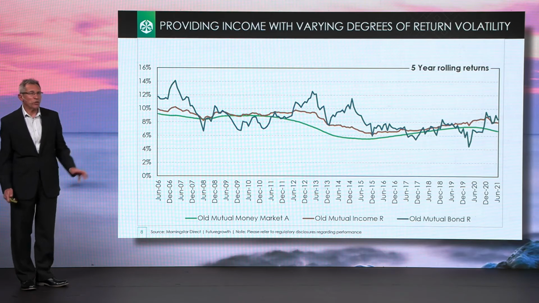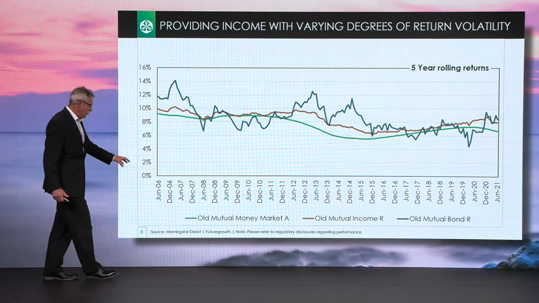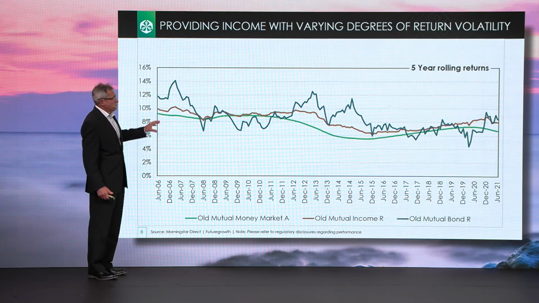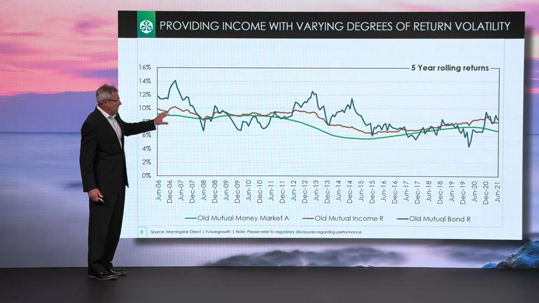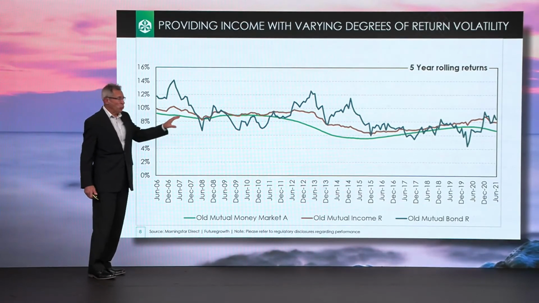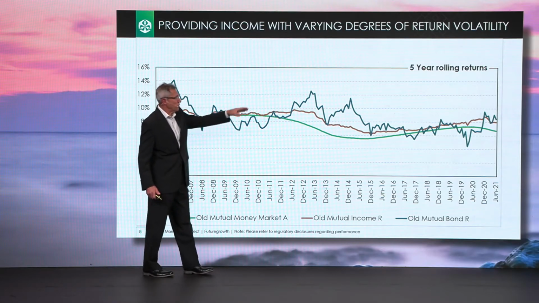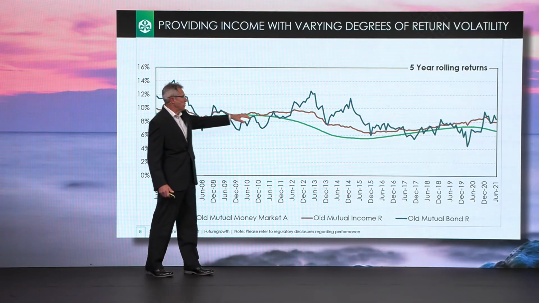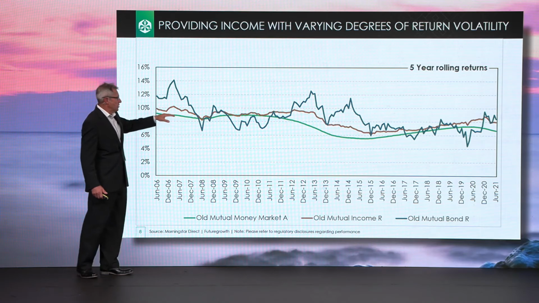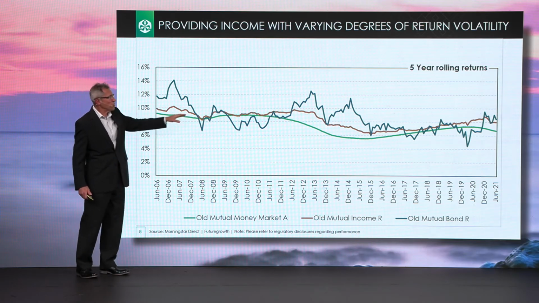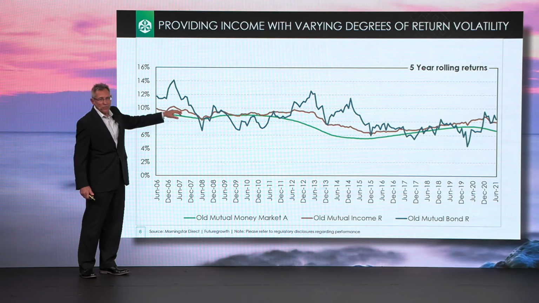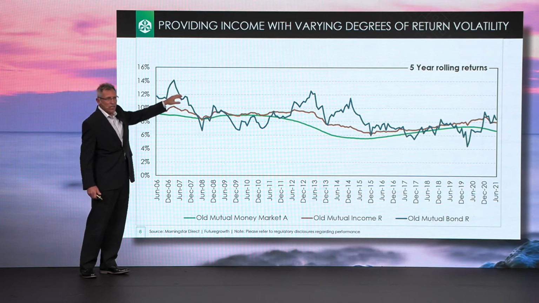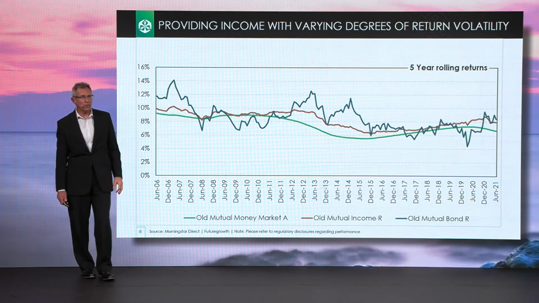Looking at 5-year rolling returns, again the three funds going back to 2006. Look at that. All of them follow the interest rate cycle. But again, the money market fund, because of its mandate, is smoother, a bit more volatile for the income fund, and not nearly as volatile as the bond fund.